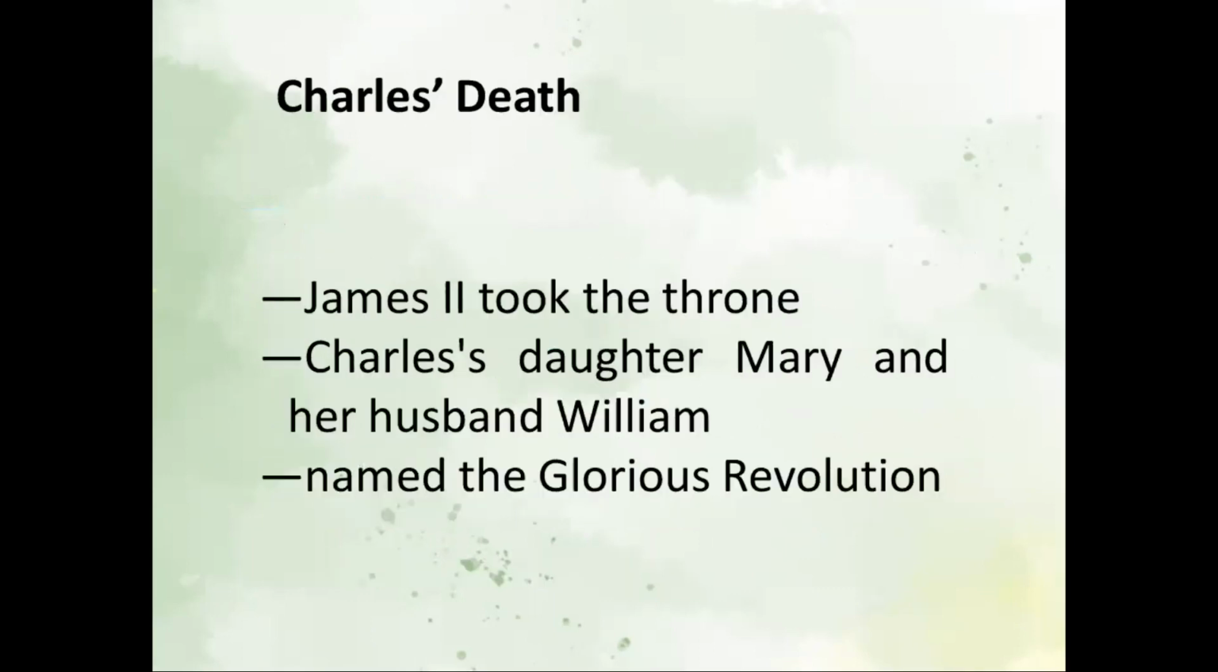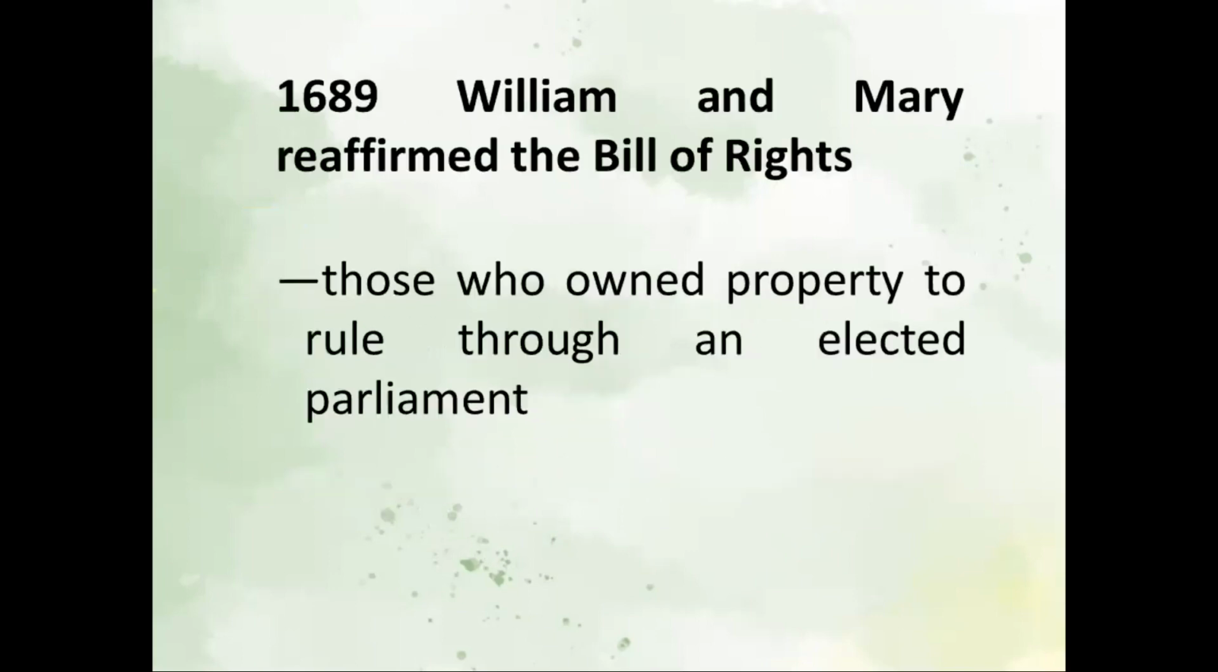Okay, so as I mentioned, after Charles's death, James II took over the throne, and soon after, because James II was not sought after by Parliament, he was replaced with Charles's daughter Mary and her husband William. So they took the throne peacefully and desirably. In fact, it was named the Glorious Revolution at that time.